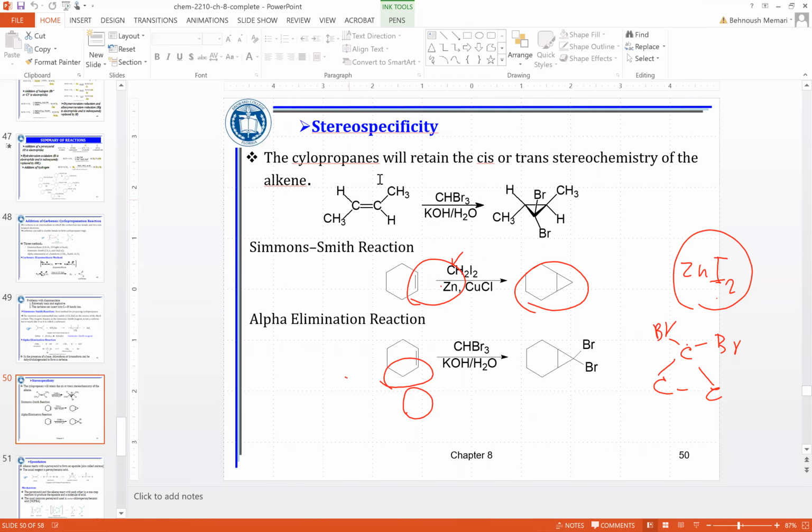If you have a trans reactant of alkene, the product is going to be trans. And if you have cis, it's going to be cis.